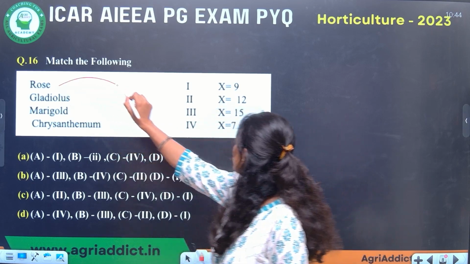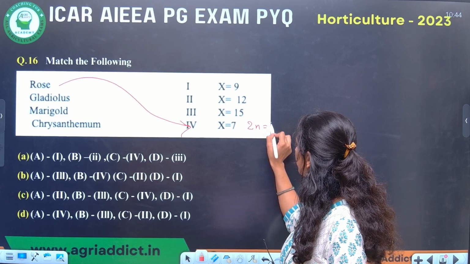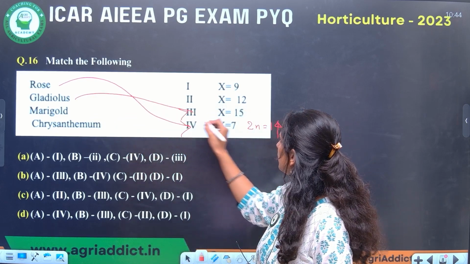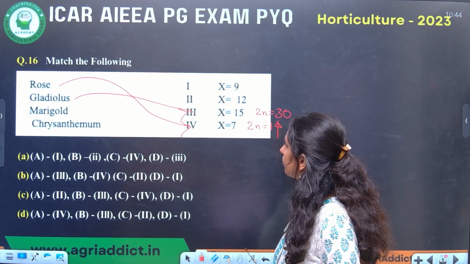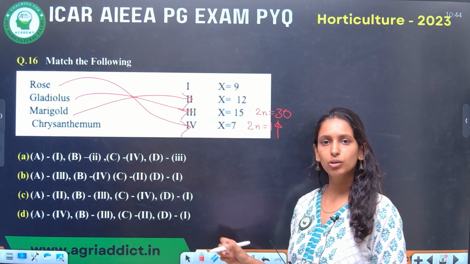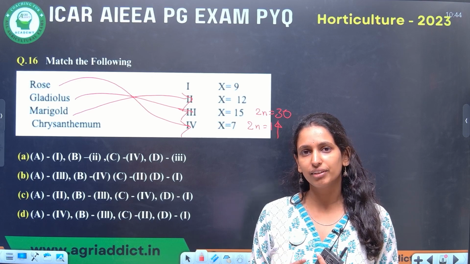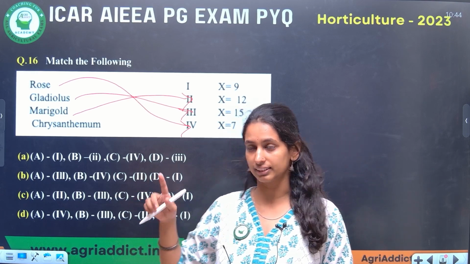Rose, we all know that X is equal to 7, 2n is equal to 14. And gladiolus, X is equal to 15, that is 2n chromosome number 30. And for marigold, X is equal to 12. In marigold, there are 2 important species, that is one is French marigold and another one is African marigold. They both have different chromosome numbers that they may ask.